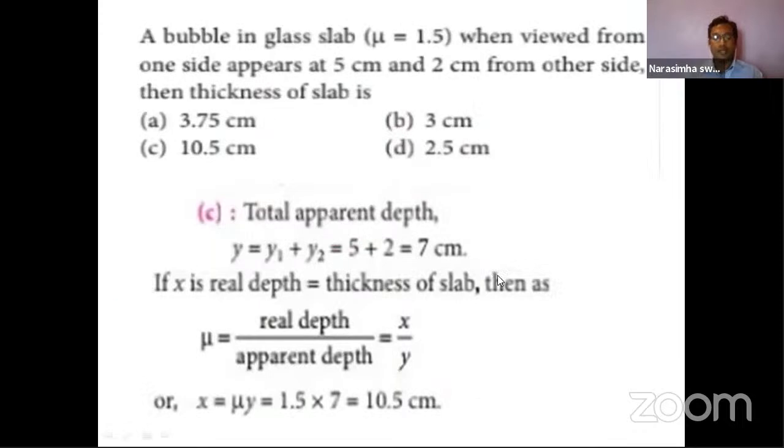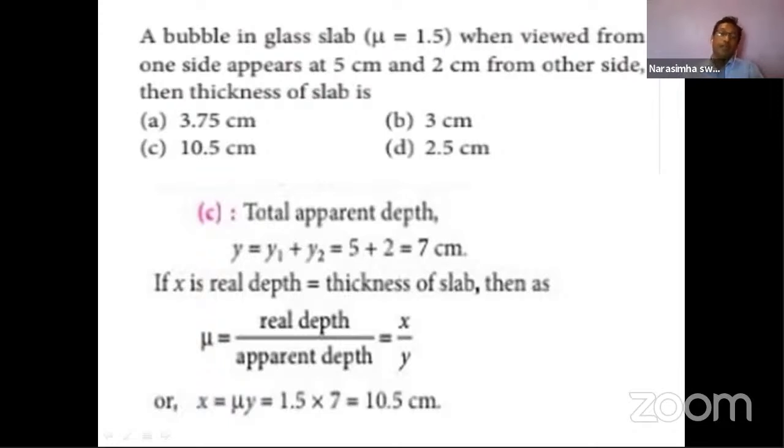So here is the related problem. A bubble in the glass slab. Glass slab means a glass material with a certain thickness. A bubble in the glass slab, whose refractive index is given, mu is equal to 1.5. Mu is what? Refractive index.